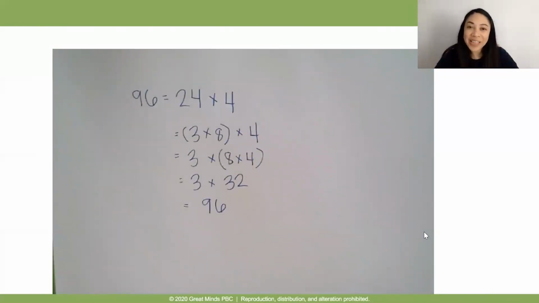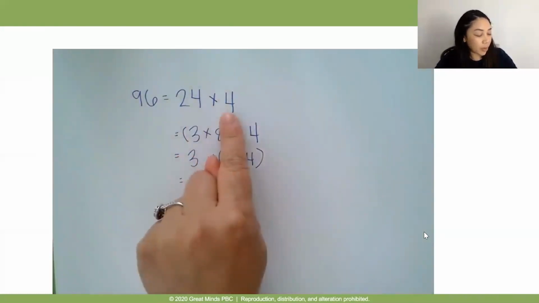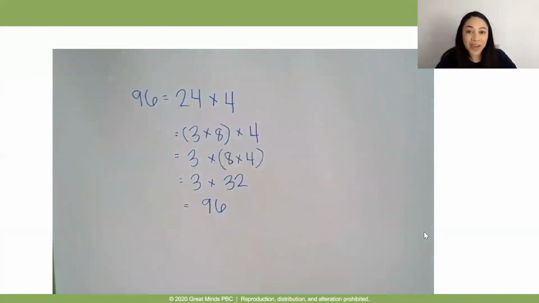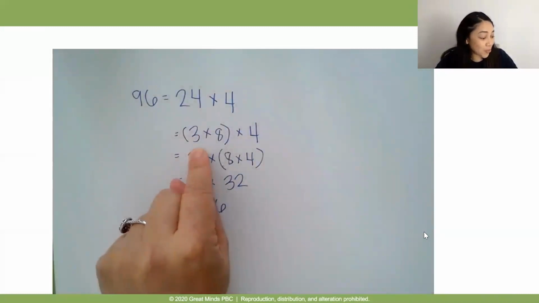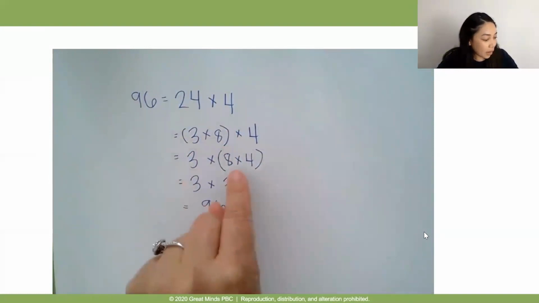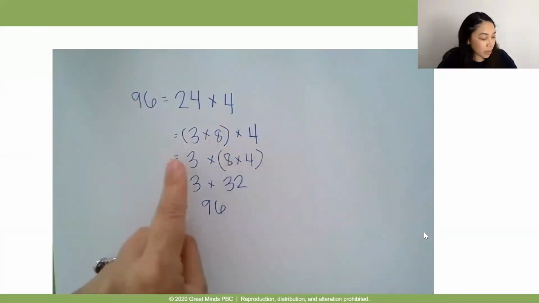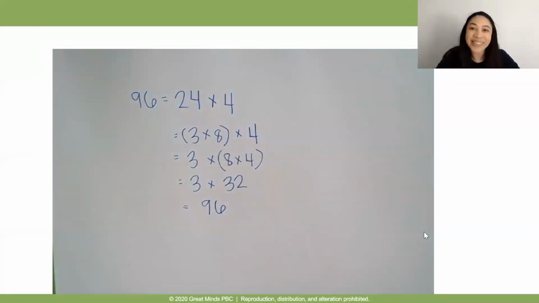Welcome back. Go ahead and take a moment to compare your work with mine. With this new equation, I have 96 equals 24 times 4. Since we're trying to factor out 3 to see if 96 is a multiple of 3, I factored out 24 as 3 times 8. I then associated 8 with 4, since we wanted to check for 3, and 3 times 32 equals 96.